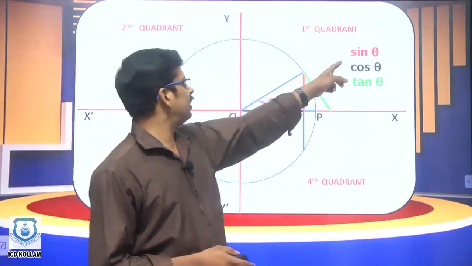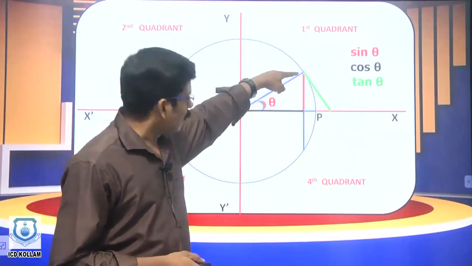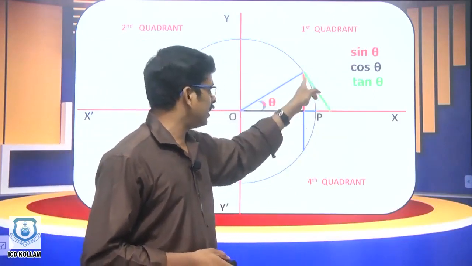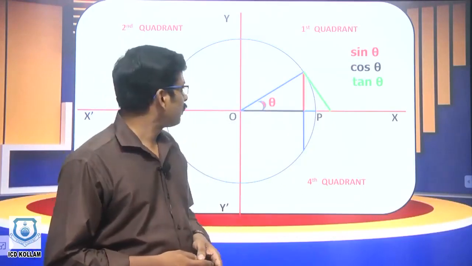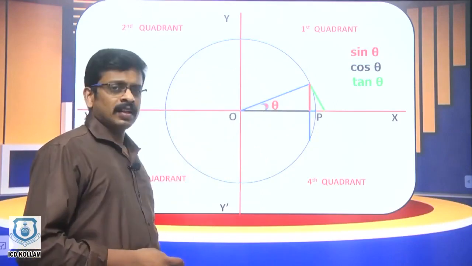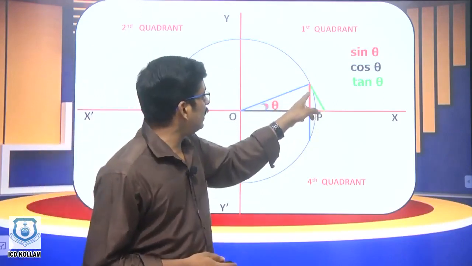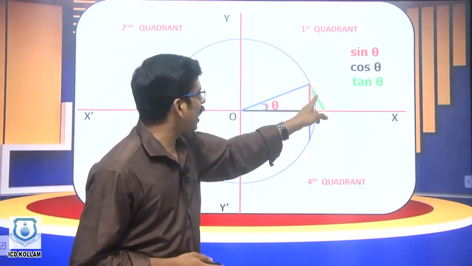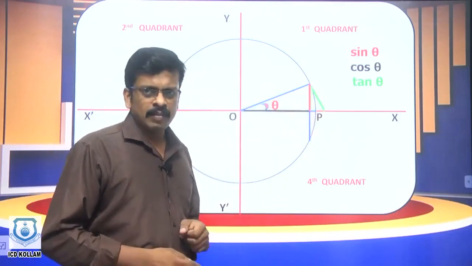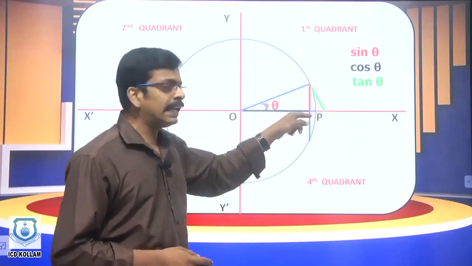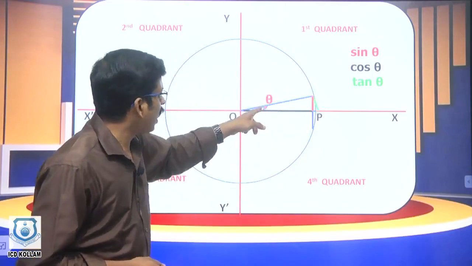Here sin theta I am representing in red color, cos theta in black color and tan theta in green color. Now if my theta decreases, the value of sin theta decreases. Correspondingly, the value of tan theta decreases. But what happened to the value of cos theta? The value of cos theta increases. You can view another angle.